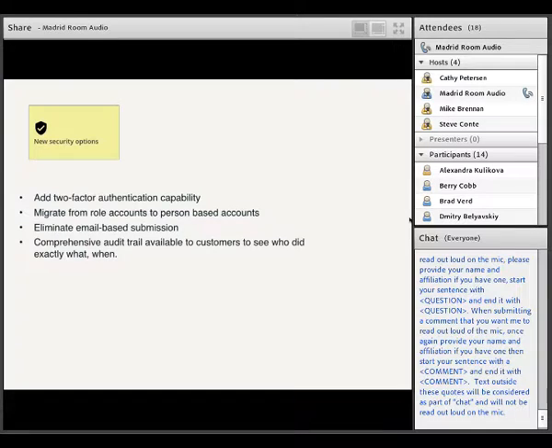New security options, and this is kind of tied to the authorization model, adding two-factor authentication, migrating from role accounts to person-based accounts, eliminating some of the historical baggage associated with it, such as email-based submission of root zone change requests, and also having a comprehensive audit trail available to customers to see who did what when.